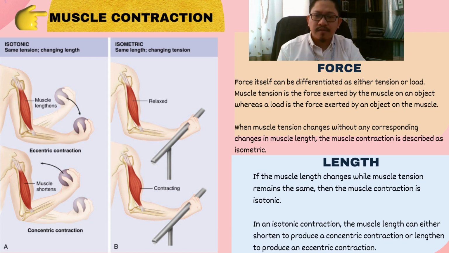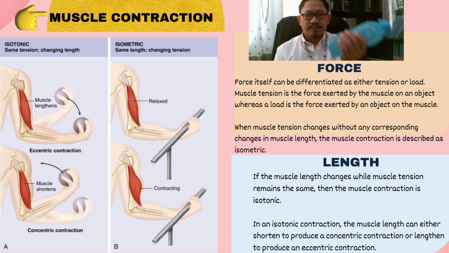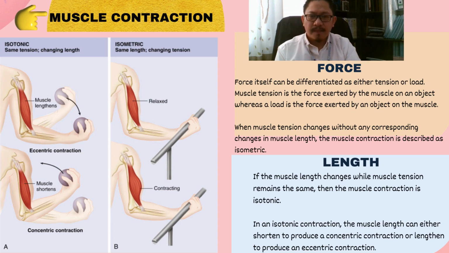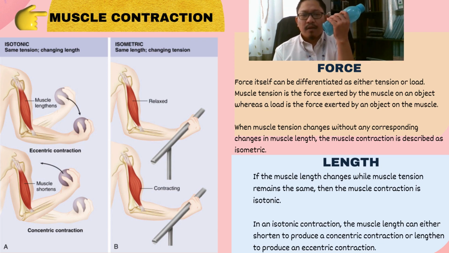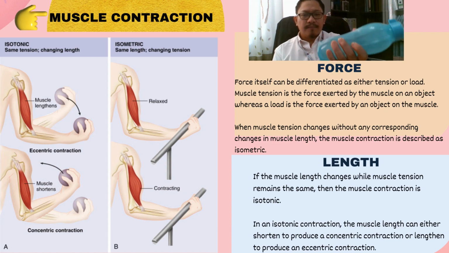There are two types of isotonic contraction. The first one, concentric contraction, where the muscle shortens as it contracts. For example, lifting a heavy bottle. The second one, eccentric contraction, where the muscle lengthens as it contracts. For example, lowering a bottle slowly.